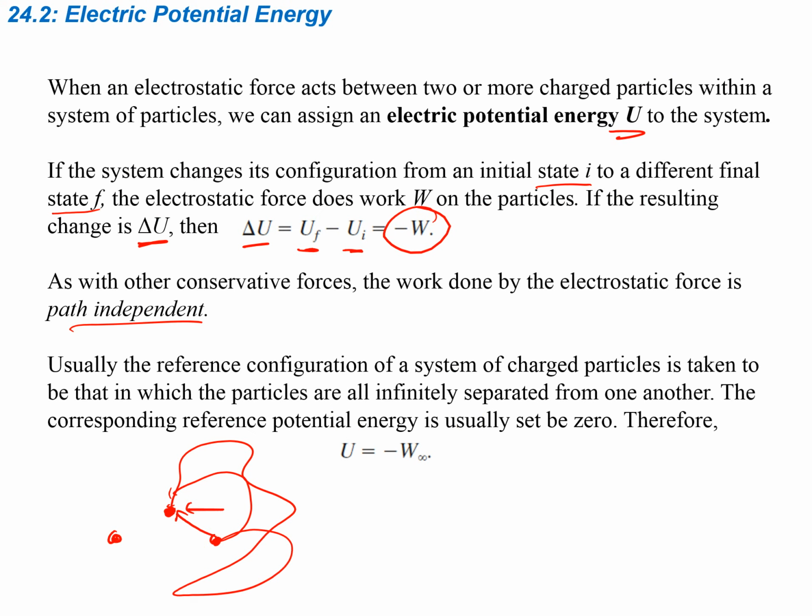All right. So usually the reference configuration of a system of charged particles is taken to be that in which the particles are all infinitely separated from one another. So the corresponding reference potential energy is usually set to be 0. So our UF minus UI is equal to the opposite of work. Well, if we say that our reference is infinitely far away, the potential energy there is just going to be 0. So really all we're left with is that our potential energy is equal to minus the work when our reference is at infinity.